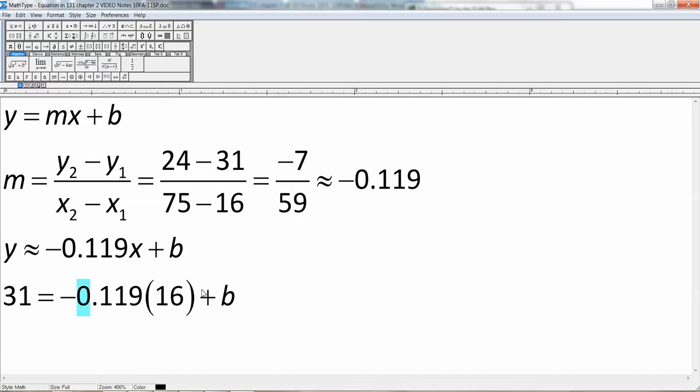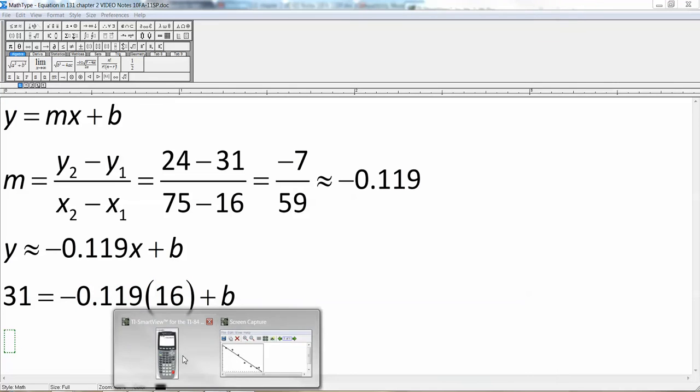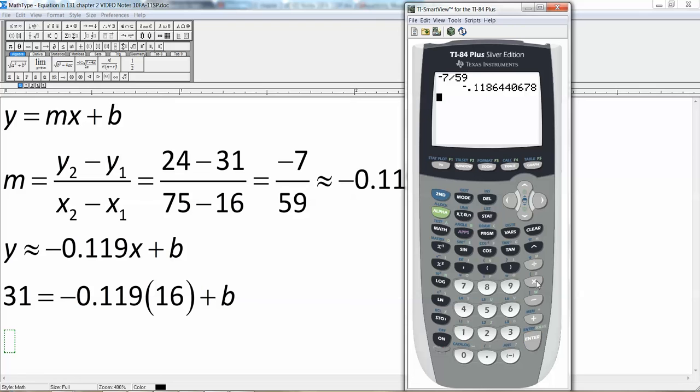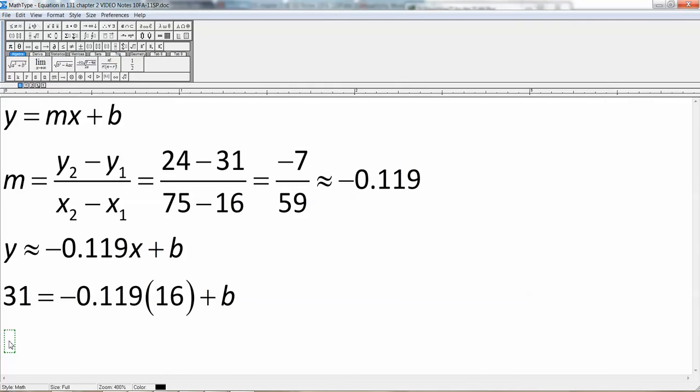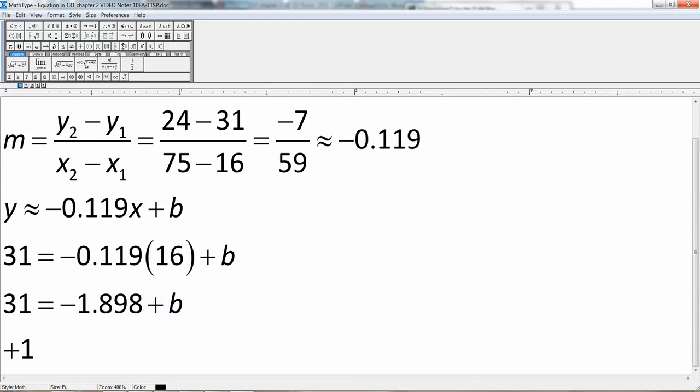So I need to find out what this number is. So I'm going to use my calculator. And actually, if I'm crafty about this, I can just take my last answer and multiply it by 16. That'll even keep more decimal places. Okay, so 31 equals negative 1.898 plus b. And then I'm going to add 1.898 to both sides.